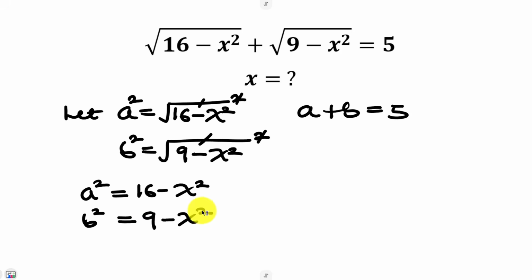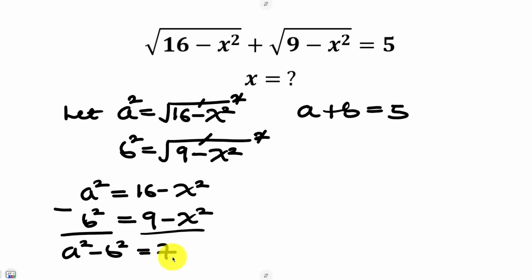Very good. Now we can subtract these two new equations. So I subtract the left, I subtract the right. So on the left, I have a squared minus b squared, and this will be equal to, now the right-hand side, 16 minus 9 is 7, negative x squared. Negative times negative is positive, so this means negative x squared plus x squared is 0.